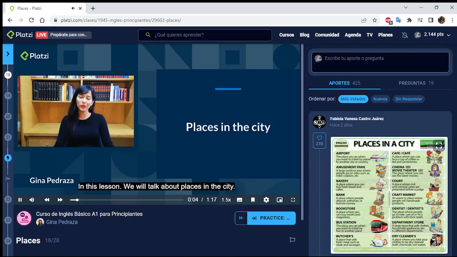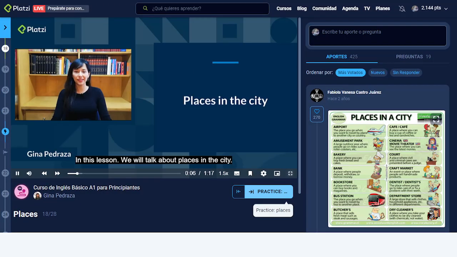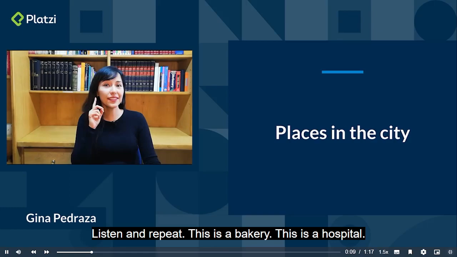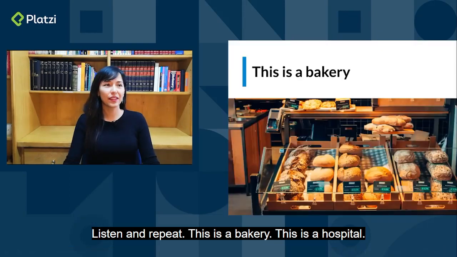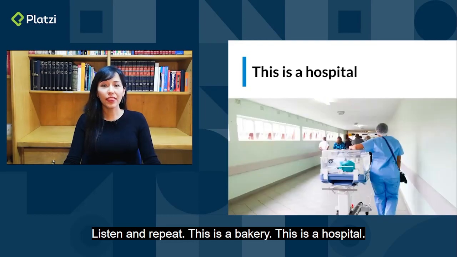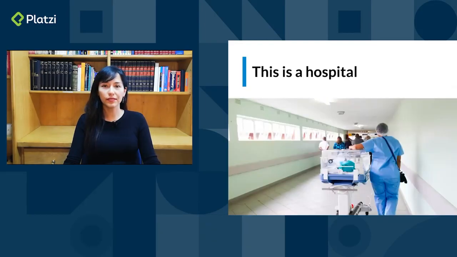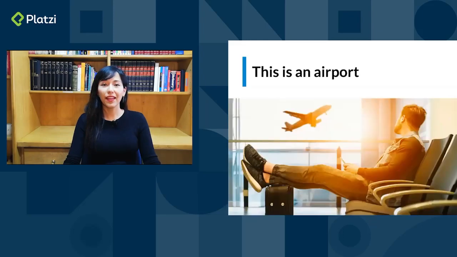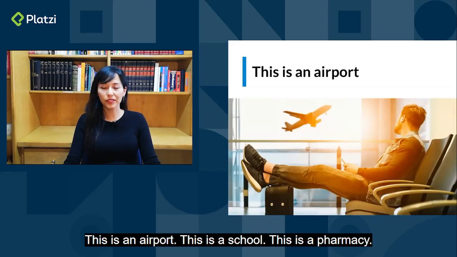In this lesson, we will talk about places in the city. Listen and repeat. This is a bakery. This is a hospital. This is an airport.